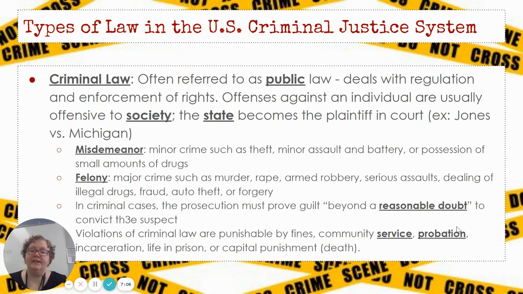For criminal law cases, the state is going to be the plaintiff in the court. For example, if it's Jones versus Michigan, Jones would be the person that committed the crime, and Michigan would be the state that is charging them with the crime. So it's not going to be like Jones versus Smith. It's never the suspect versus the victim. It's always going to be the suspect versus the state, or sometimes even the U.S., depending on what type of crime it is.